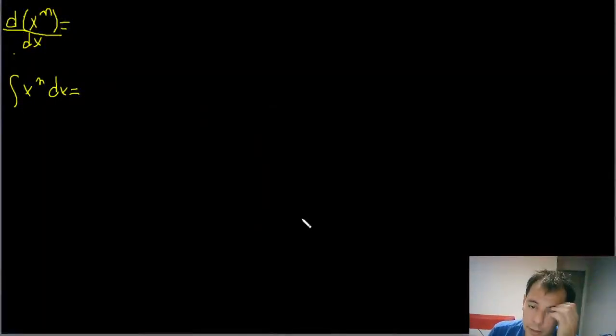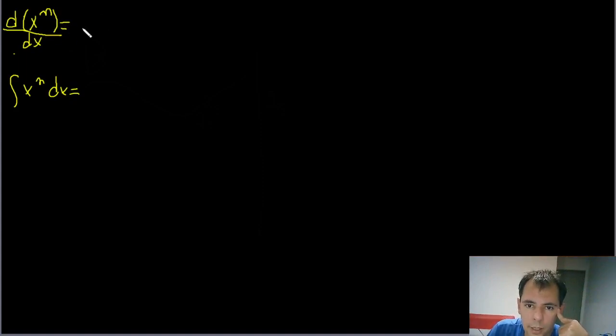Okay, everybody. Today I'm going to show you the integral of 1 divided by x. Now, integration is the reverse of differentiation. Like subtraction is the reverse of addition, and multiplication is the reverse of division, integration is the reverse of differentiation. So let's first differentiate x to the n with respect to x.